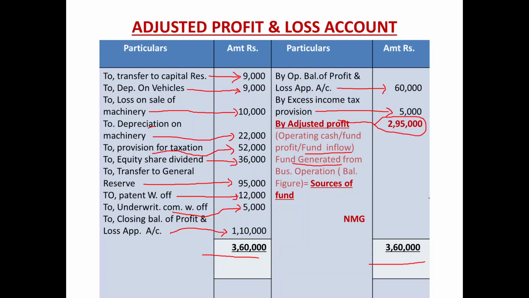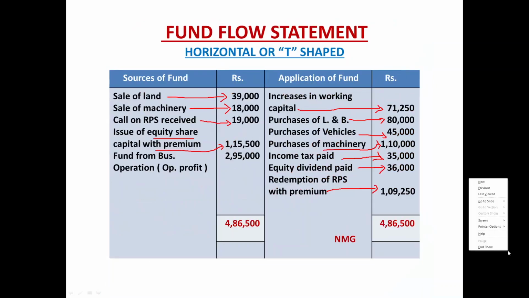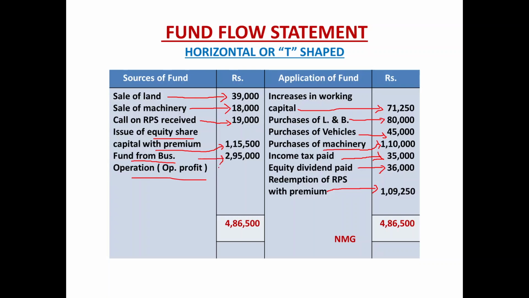As a source of fund, this would be reported in the fund flow statement. So let us report it in the fund flow statement as a source of fund. Last item on the sources side, fund from business operation, operating profit 2,95,000. And now make the total of this fund flow statement, 4,86,500, 4,86,500. It gets confirmed, it gets verified.